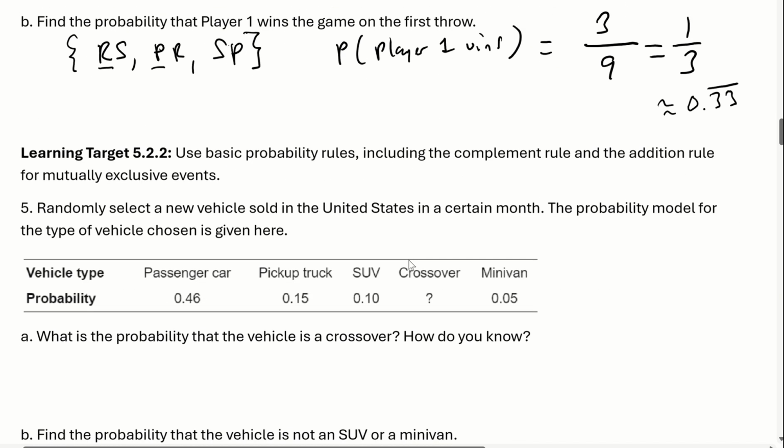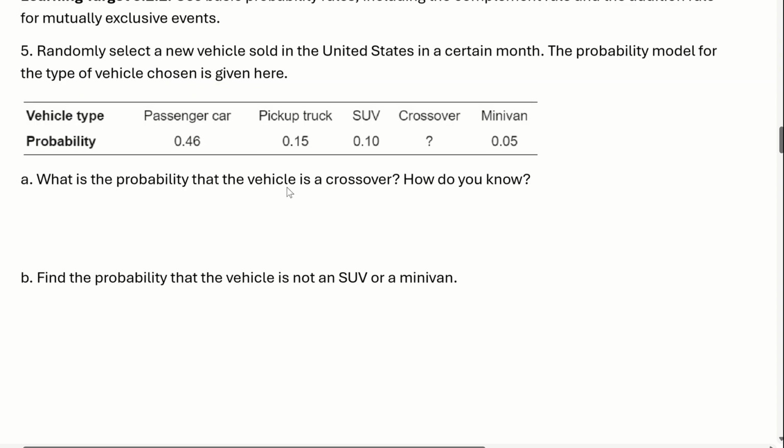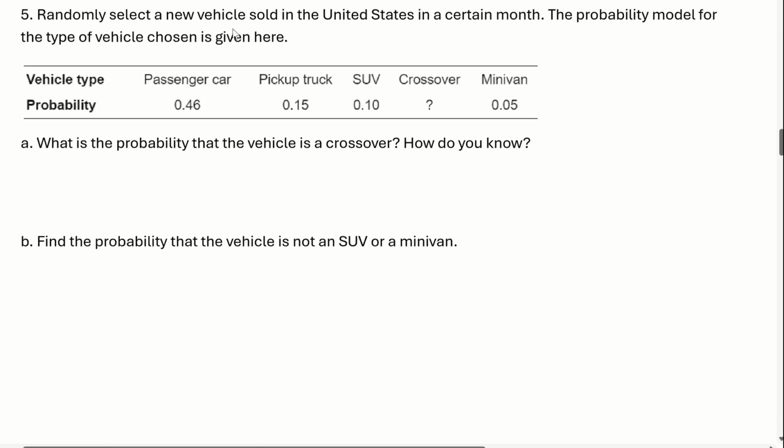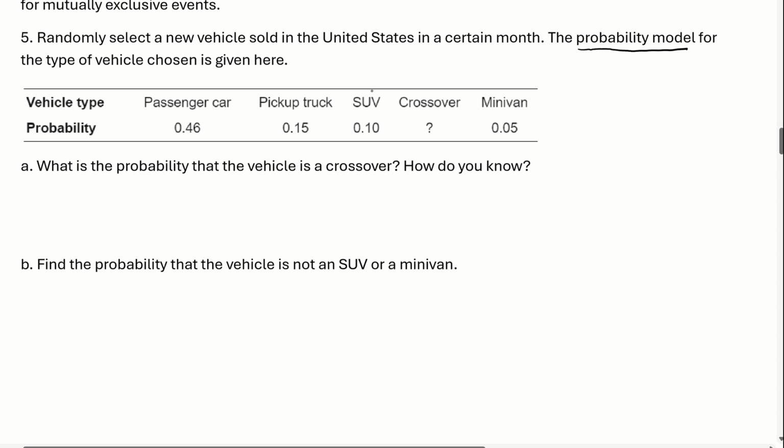Pretty easy. All right, so use basic probability rules, including the complement rule and addition rule. Number 5, so randomly select a new vehicle sold in the United States in a certain month. The probability model for the type of vehicle chosen is given here. Now it's a probability model, and remember, for a probability model, the sum of the probabilities must be equal to 1. So how do we know? We know that the probabilities add to 1.